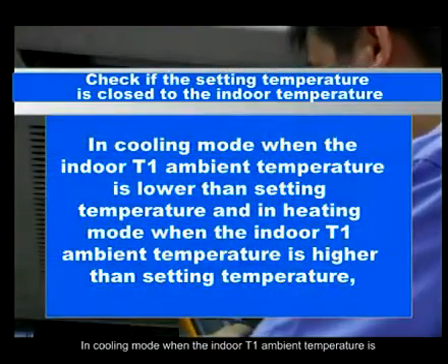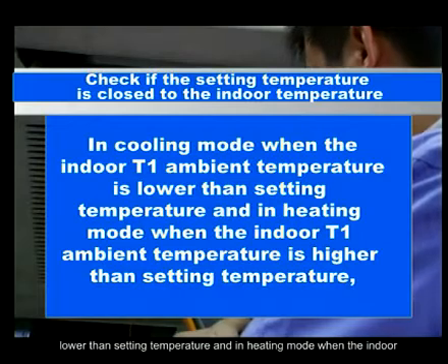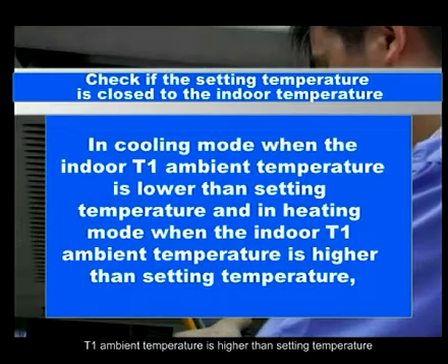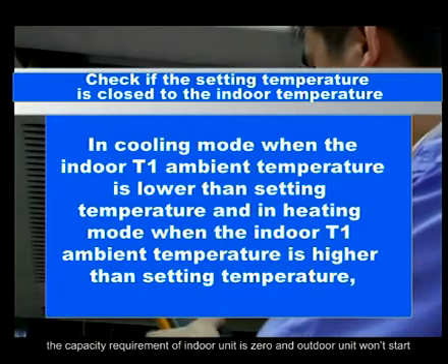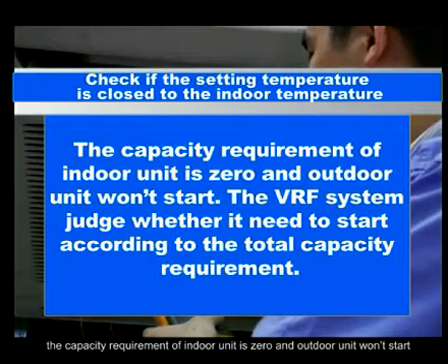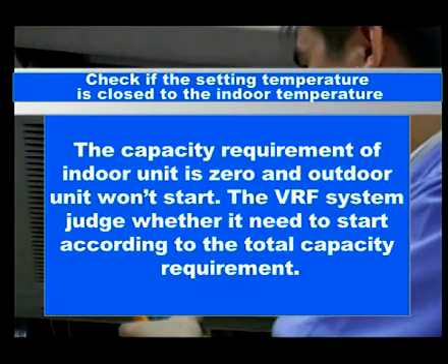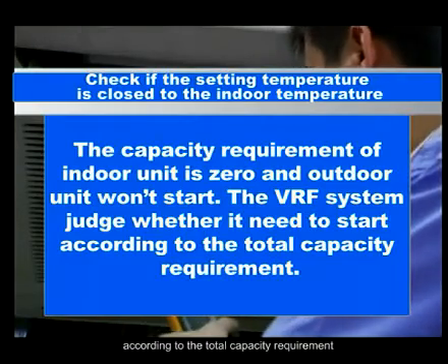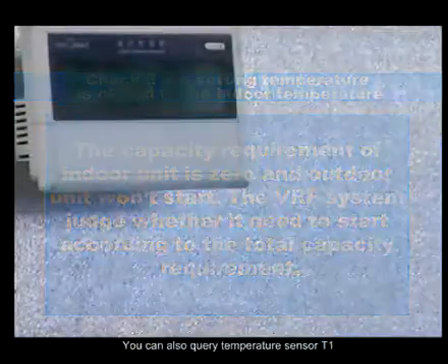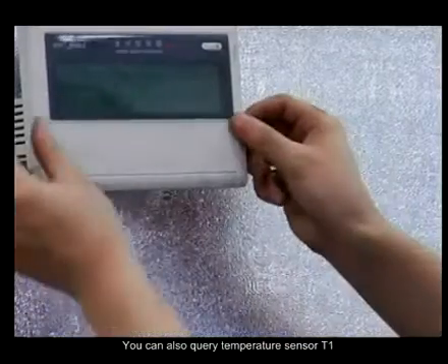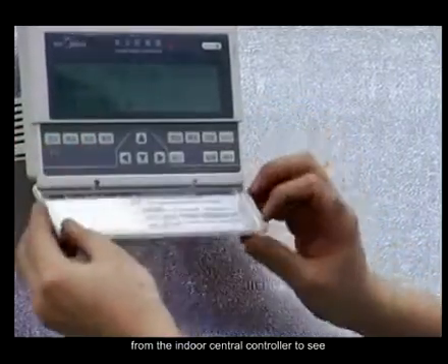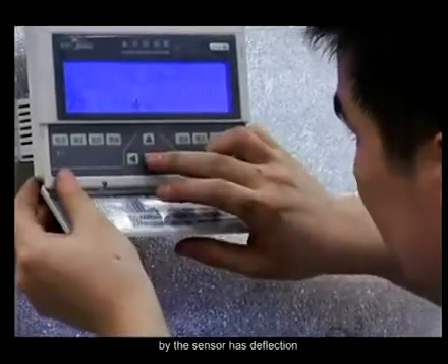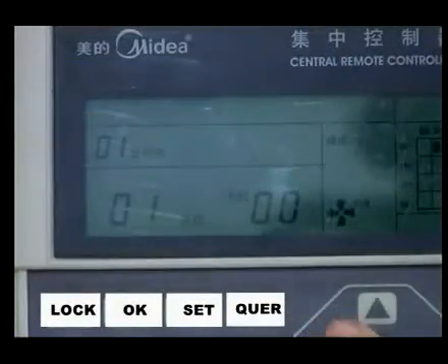Use a temperature meter to measure if the setting temperature is close to the indoor temperature. In cooling mode, when the indoor T1 ambient temperature is lower than the setting temperature, and in heating mode, when the indoor T1 ambient temperature is higher than the setting temperature, the capacity requirement of the indoor unit is 0, and the outdoor unit won't start. The VRF system judges whether it needs to start according to the total capacity requirement.